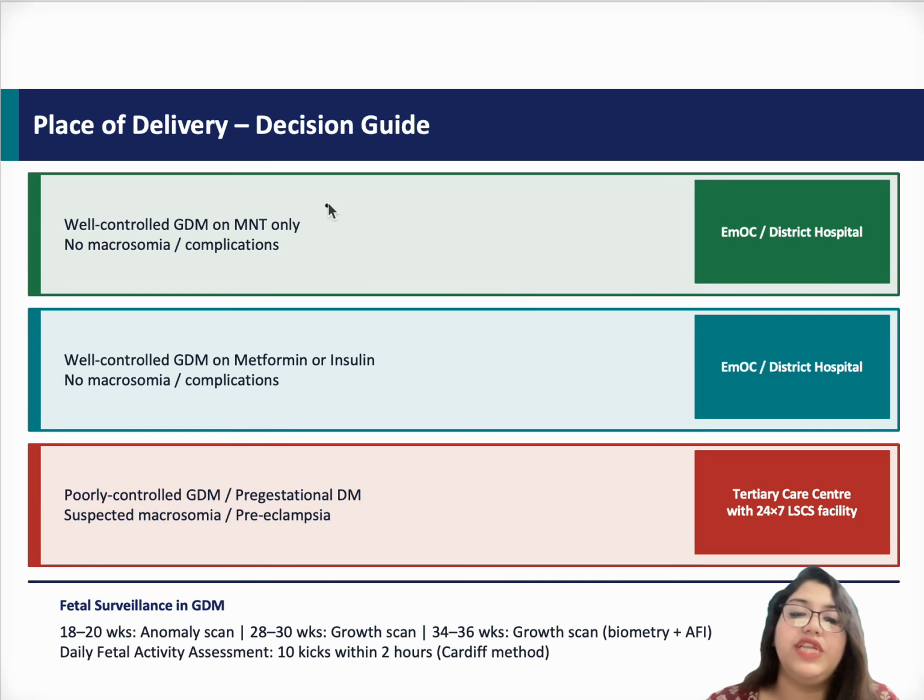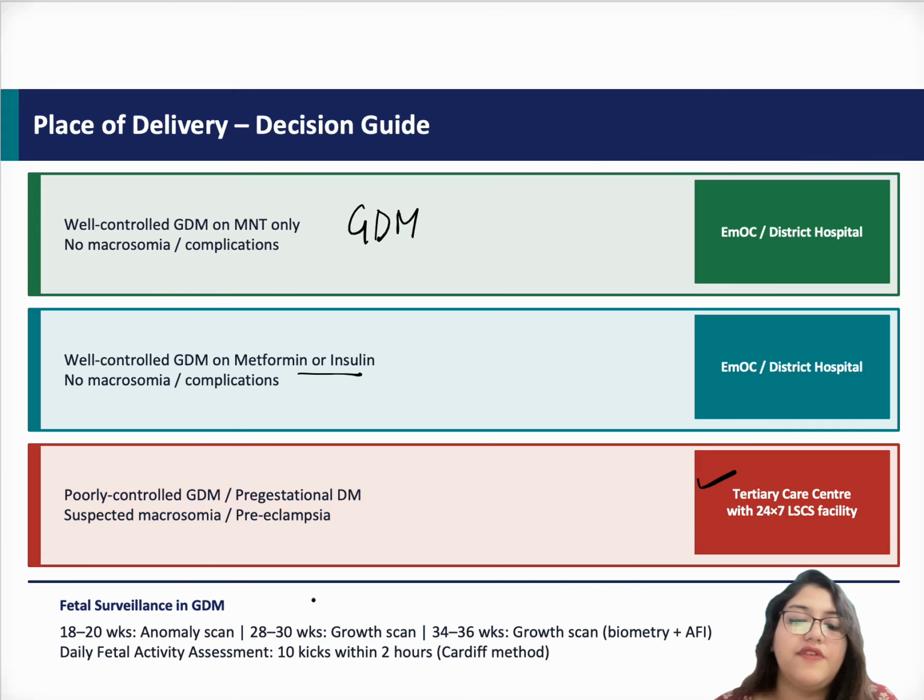Now, place of delivery decision guide. If she is well controlled GDM on MNT only, there is no macrosomia or complication, she can be treated at a district hospital. Well controlled GDM on metformin or insulin, no macrosomia or complication, EMOC or district hospital. If she is poorly controlled GDM, pre-gestational DM, or suspected macrosomia or preeclampsia, then tertiary care center with 24/7 LSCS facility.